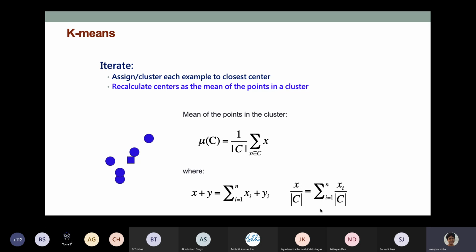Clear till this point? Yes, no? Yes, ma'am, clear.